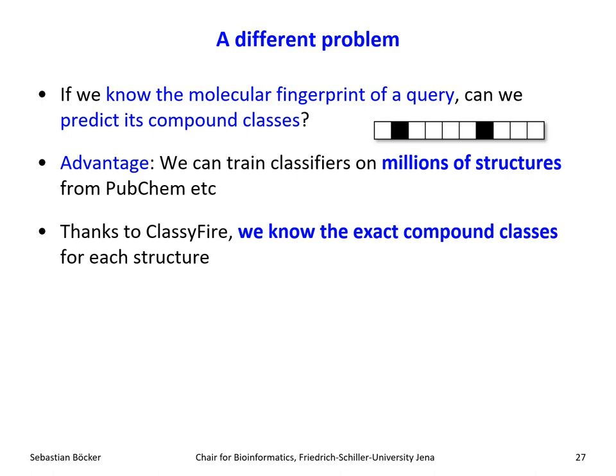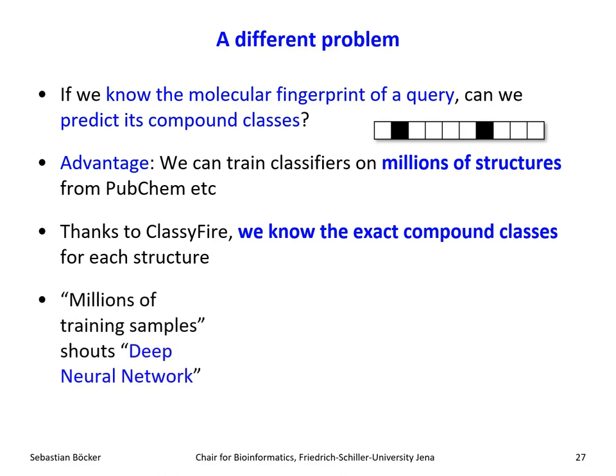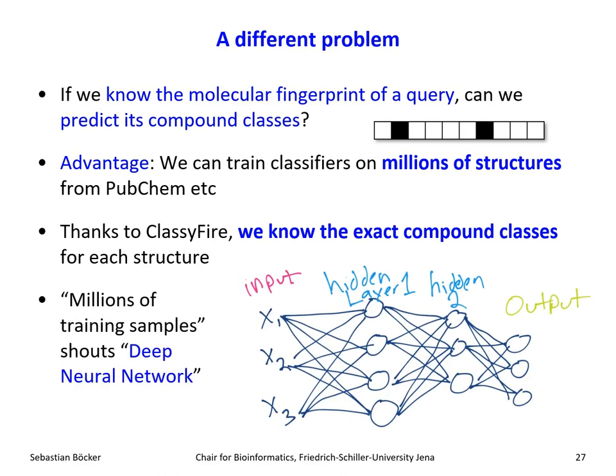Okay. Now, the difference between our original problem and this problem is that we can train this classifier using all the structures in PubChem, because we can predict for each of those compounds in PubChem all the compound classes. So we have loads and loads of training data to train this predictor. And if we have millions of training examples, then we can actually start to think about deep neural networks.